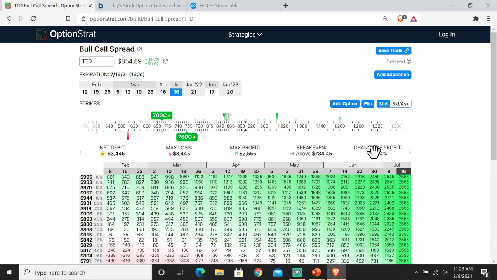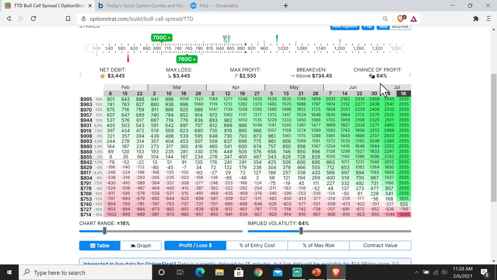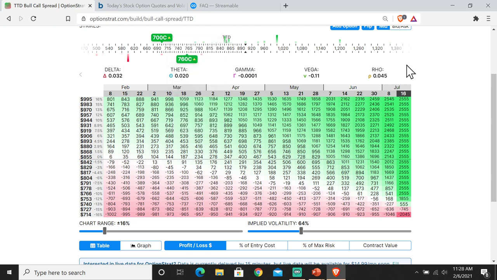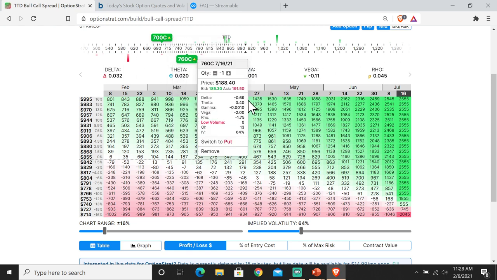There's a chance of profit here as well. And this is just based on the variables of the options contracts. How profitable it is actually depends on how it moves. And then if you click on the lower right button, it shows you what your Greeks are total for the play. So you see here that delta is 0.032, right? If we just look at the 700C, we see that delta is 0.75. And we look at 760C, we see that delta is negative 0.69. The reason it's negative is because we're short, right? We're minus one. So the difference here is 0.032. That means for every single dollar TTD moves up, we're gaining 3 cents on this spread play.